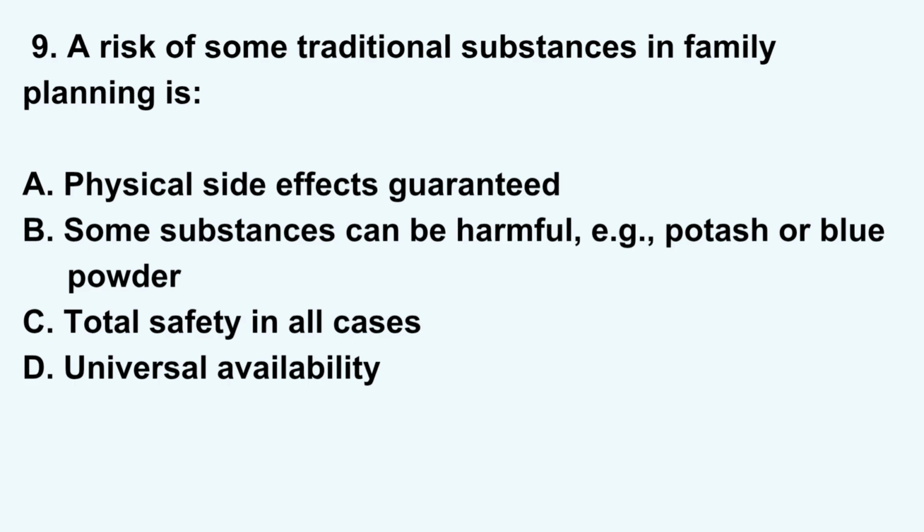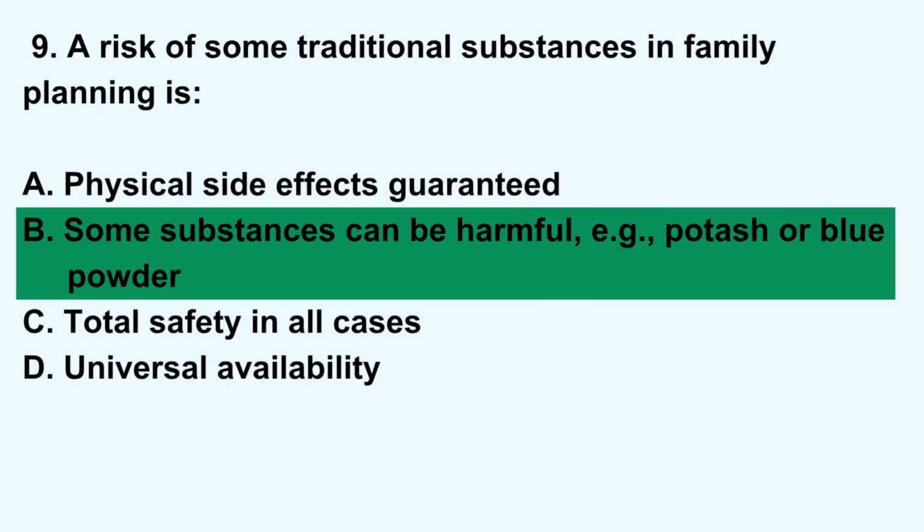A risk of some traditional substances in family planning is that: A. Physical side effects are guaranteed, B. Some substances can be harmful, for example, potash or blue powder, C. Total safety in all cases, D. Universal availability. Correct answer B. Traditional contraceptive substances may contain toxic ingredients causing physical harm, making safety a concern.